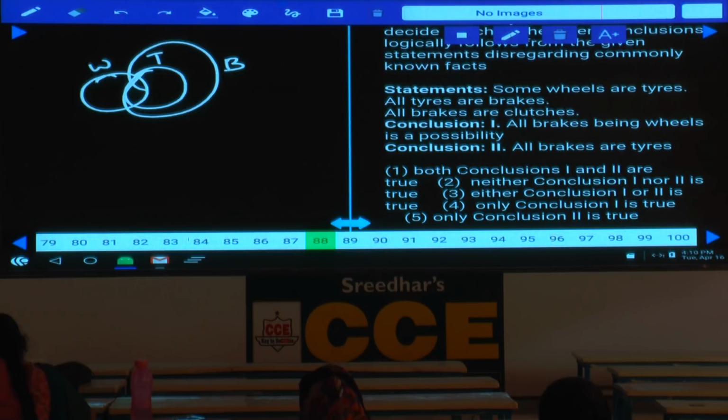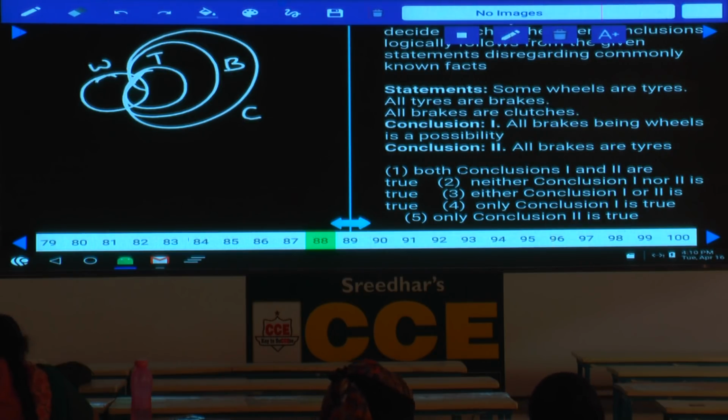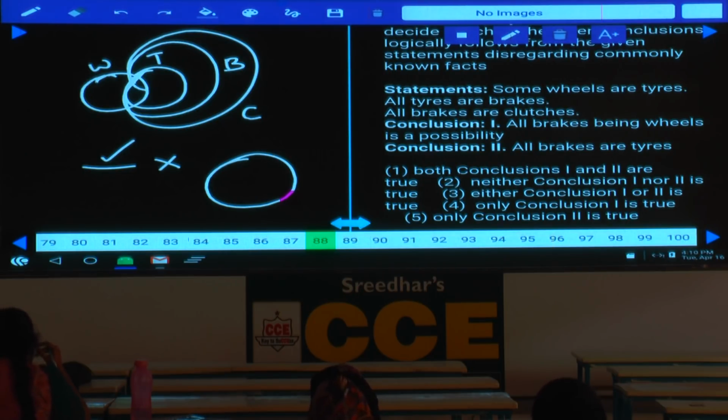Next one, all brakes are clutches. All these brakes are clutches. Then the first conclusion is a possibility. All brakes are wheels is a possibility because all the statements are affirmative. You can write it as a single diagram. And all brakes are tires, that is false. The second conclusion is false, and the first one, the possibility, we can draw like this. Hence, what is your answer? Only conclusion 1 is true, that is choice 4. 88, choice 4.